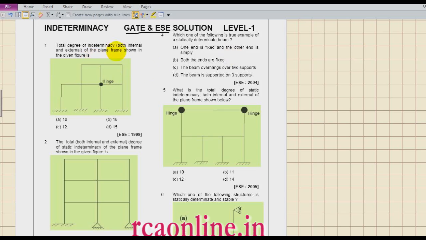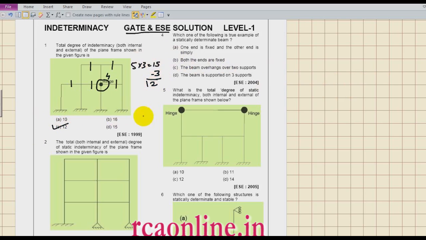What it says, the total degree of indeterminacy. As we have read, these are very simple questions. I will do it a little bit fast, so be tuned with me. How many cuts do I have to make? I have to make 5 cuts. Each cut gives 3, so 15. And what is the hinge? Total members joined at a hinge are 4. So how many additional equations do I have? 3. So the total indeterminacy will be 12.